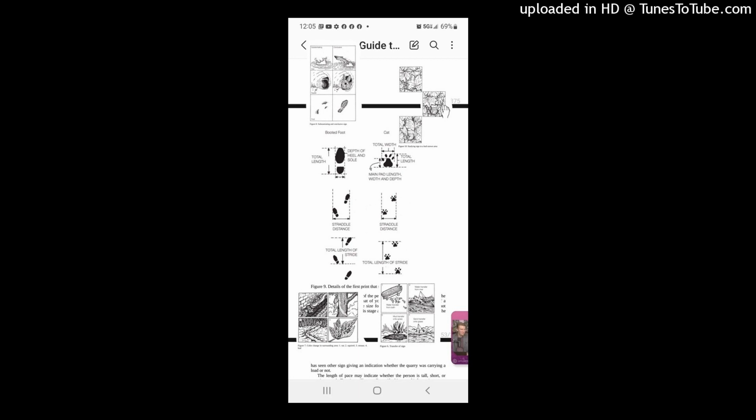Disturbances. This is any other change to or rearrangement of the natural state of an area caused by the passage of the quarry. Classification of sign. Substantiating sign. These signs may or may not have been caused by the quarry. Conclusive sign. This sign has definitely been made by the quarry you are tracking. Temporary sign. Some types of sign are termed temporary because they are particularly affected by weathering agents. Permanent sign. Permanent sign is very resistant to weathering.